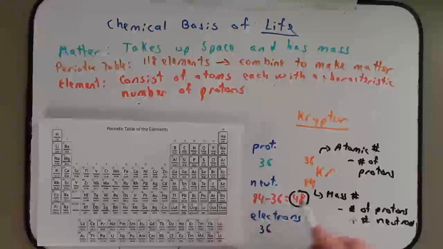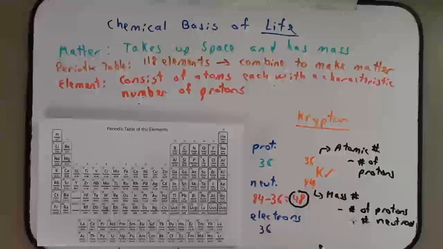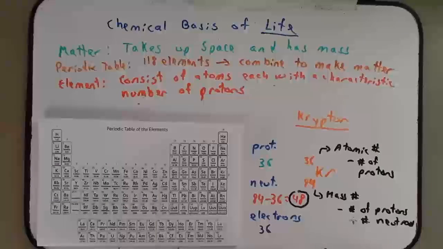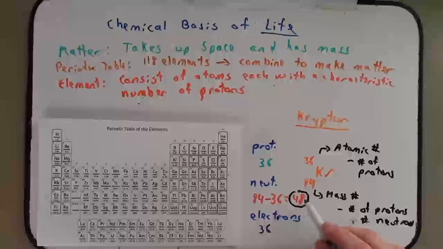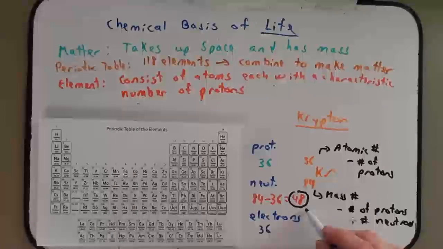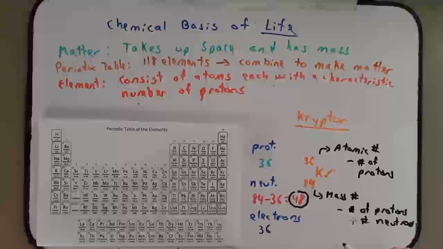Now the number of neutrons here, I indicated as 48. In reality, this number is just an average. There's a range between, say, 46 and 49 neutrons. It's close to 48, but this is just an average.